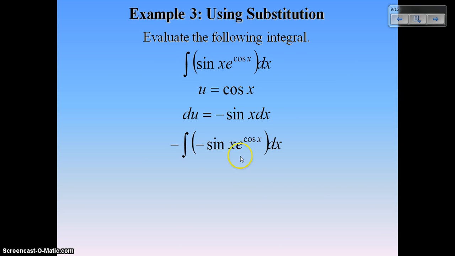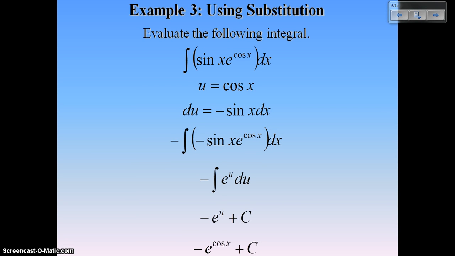Now we make our substitutions. All of this right here becomes e to the u. This part right here, negative sine x dx, together make du. And now what we have is a much, much simpler problem. What's the integral of e to the u? Well, it's e to the u plus c. Don't forget the negative. And the final step of every good substitution problem is to resubstitute. Remember, u back at the beginning was cosine x. I'll plug that in right there. And there's my final answer. Let me adjust the screen so you can see it clearly.